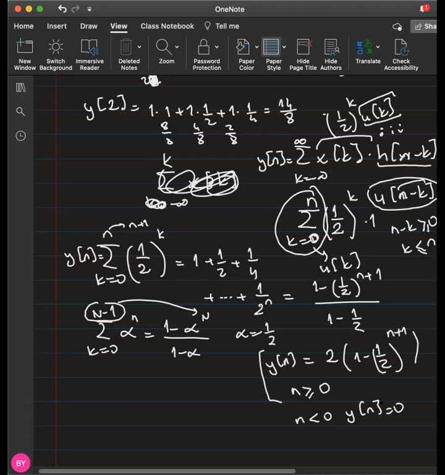Okay, this is how we solve such a convolution problem. And this is all about this video, and then I will continue with continuous time integrals, convolution integrals, and then in the class we will perform some convolution exercises together.